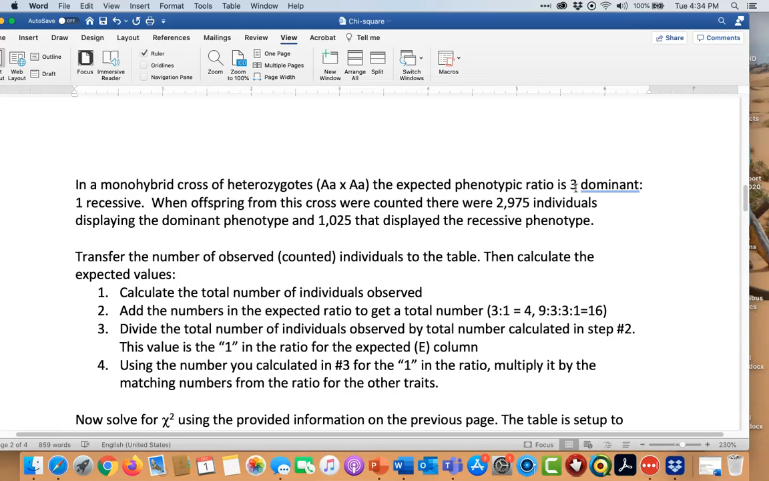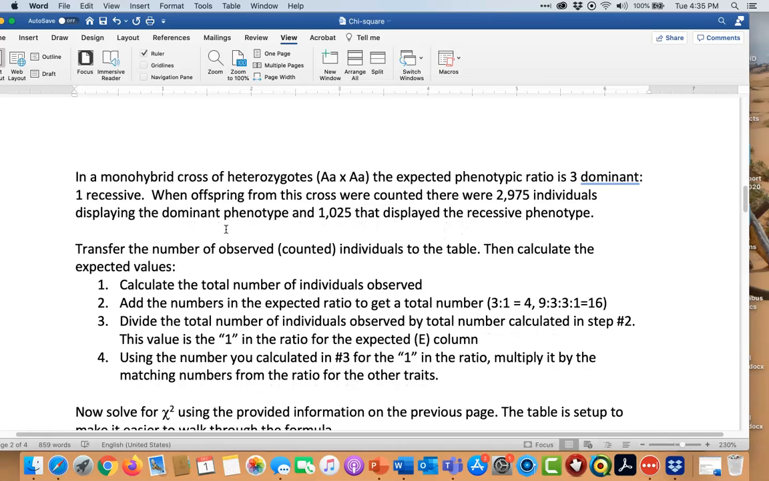So we expect the phenotype ratio to be 3 dominant to 1 recessive. So the same ratio that Dr. Hall mentioned in her video that Mendel found. And so for this ear cross, the offspring for this cross were counted to be 2,975 individuals with the dominant phenotype, the dominant characteristic, and 1,025 with the recessive.